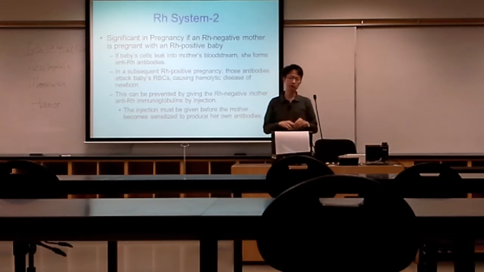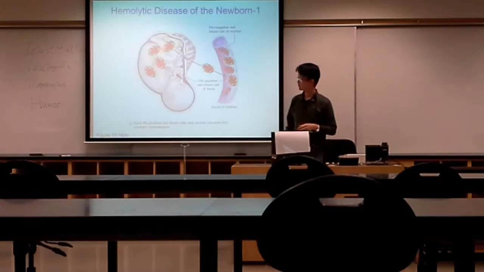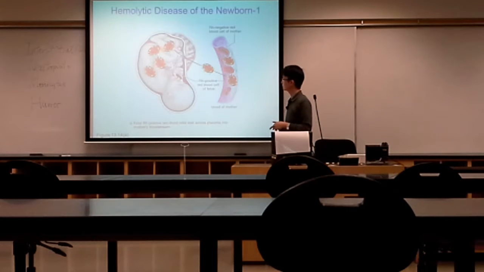And in the subsequent pregnancy, the mother will still have to be given this injection. So every time the mother gets pregnant, she will have to get this injection, so that it will prevent the mother from developing this kind of active immunity. And injection of this antibody is an example of passive immunity as well. So this is what happened.